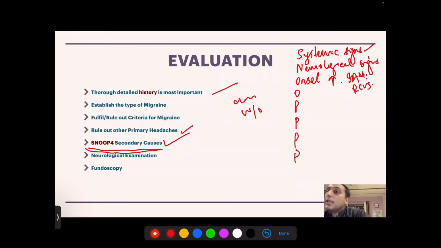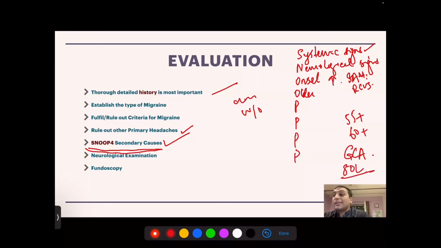and RCVS. If it is due to an older age, if someone comes with headache and you think it is even migraine, if it is in a person with 55 plus or a 60 plus age, that is not the age in which you are diagnosing migraines, because it is a disease of the younger population. For that population, you will consider secondary causes first, including giant cell arteritis, temporal arteritis, or other ischemic or hemorrhagic causes as well, or tumors as well.